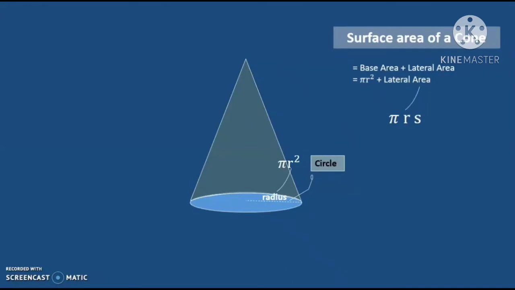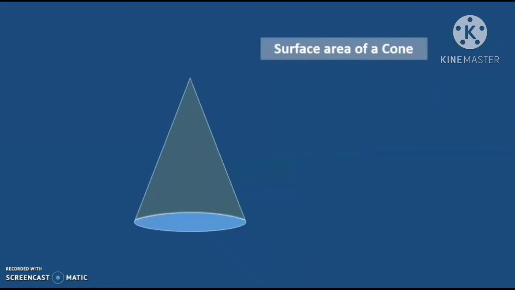The lateral area of a cone is everything else other than the base area. The formula for this is pi r s, where s is the slant height of the cone. Do note that this is different from the actual height of a cone. The slant height will be a little bit larger than the actual height. So, if we add these areas together, we get the total surface area.